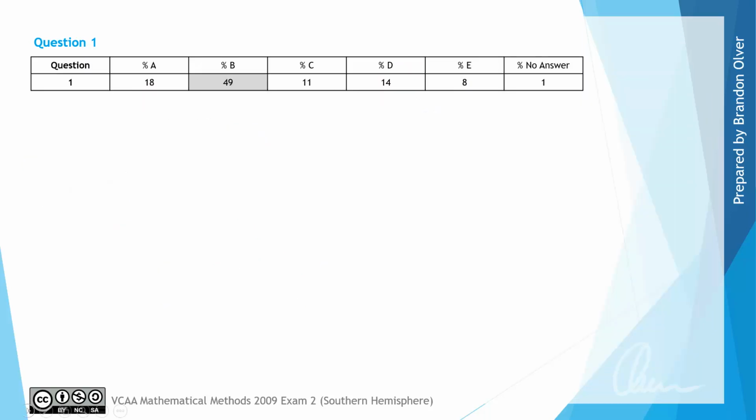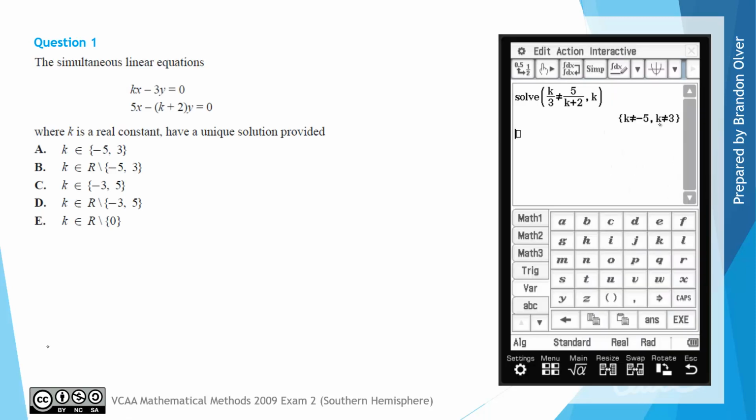From the examiner's report, we can see that this question did challenge a lot of students, with only 49% of students getting that question correct. And as I mentioned earlier, I'm going to show you a second method of doing this that involves matrices.